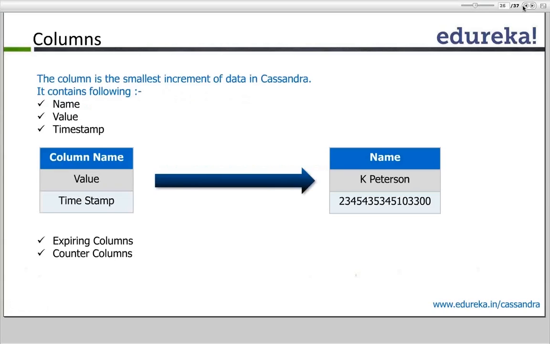A column is naturally the smallest increment of data in Cassandra. There is nothing smaller than a column, because columns are grouped together to form a column family. What does a column contain? It has three different things: a name, a value, and a timestamp. Very important, try to understand this. Every column has a name, value, and timestamp.